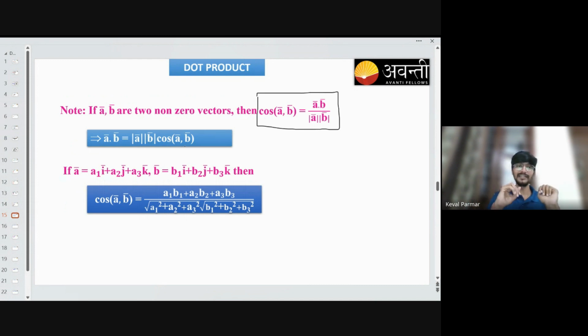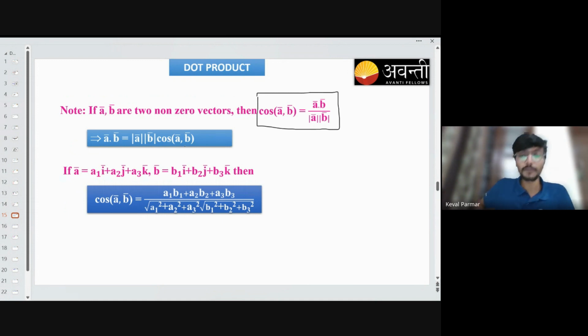What will be cos theta here? It will be A bar dot B bar upon mod A into mod B. So whenever in questions we have to find an angle, this will obviously be useful in 3D geometry also. If in a sum we want to find an angle, always think of using the dot product.